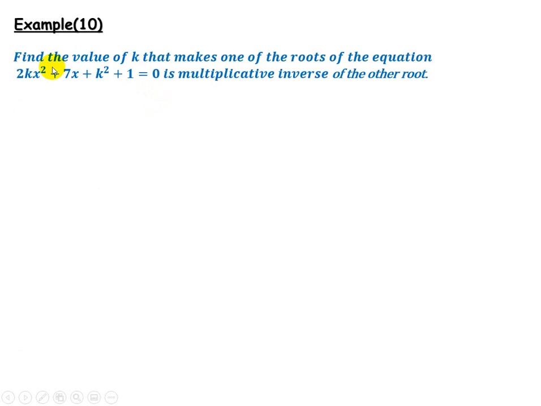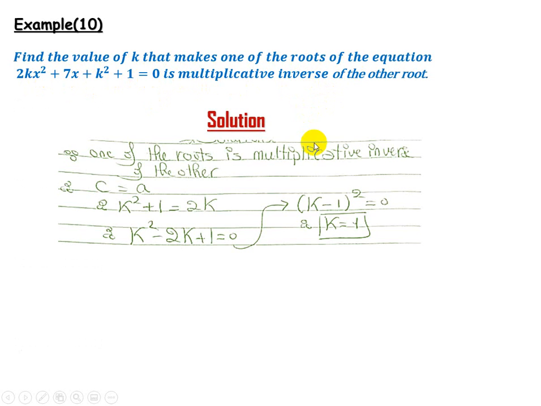Exercise number 10. Find the value of k that makes one of the roots of the equation 2kx squared plus 7x plus k squared plus 1 equals 0 the multiplicative inverse of the other root. Since one of the roots is the multiplicative inverse of the other, therefore c and a are equal. So k squared plus 1 equals 2k. Moving 2k to the left hand side using the opposite sign, k squared minus 2k plus 1 equals 0. This is a perfect square trinomial. We can factorize it as (k minus 1) all squared equals 0, which means k equals 1.